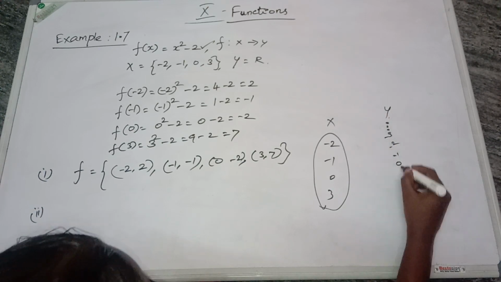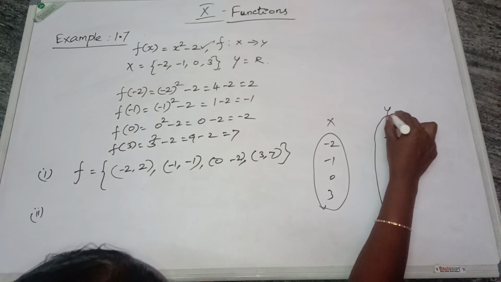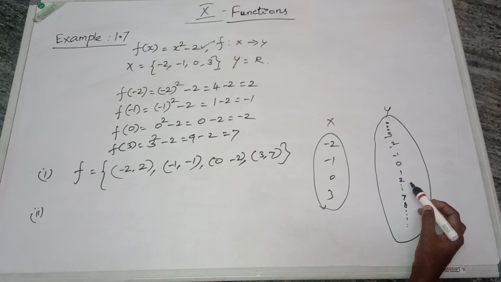It will go up to infinity. Here also 1, 2, etc. It will go like that. Here 7, 8. Here also it will go up to infinity. Minus infinity to plus infinity. Rational numbers and irrational numbers also will come inside here.